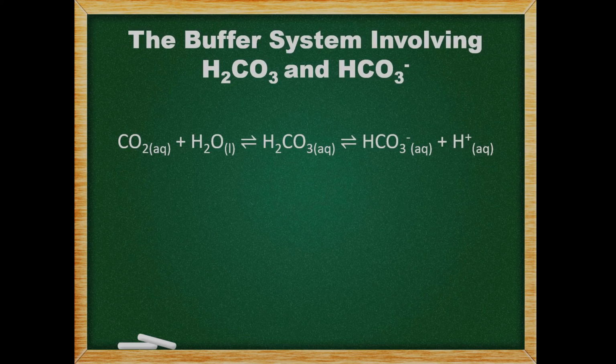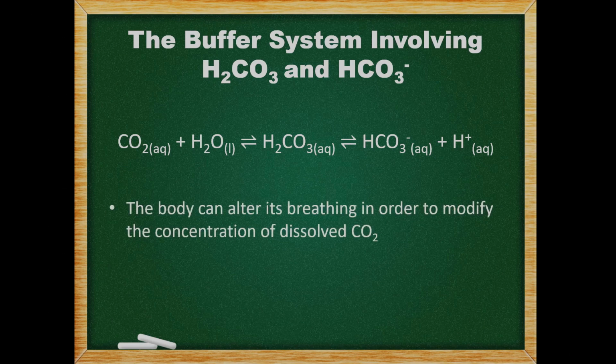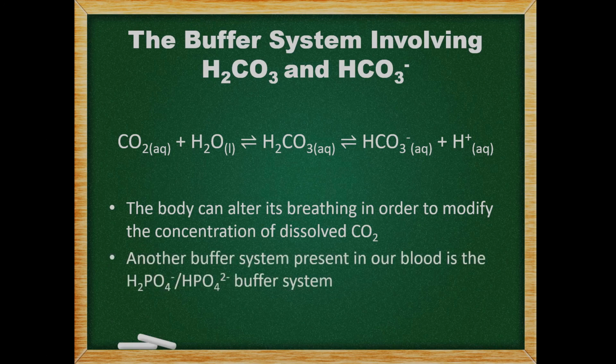Here is the buffer system involving carbonic acid and bicarbonate. The body can alter its breathing to modify the concentration of dissolved carbon dioxide if the blood's pH is too low or too high. Another buffer system present in our blood includes dihydrogen phosphate and hydrogen phosphate.